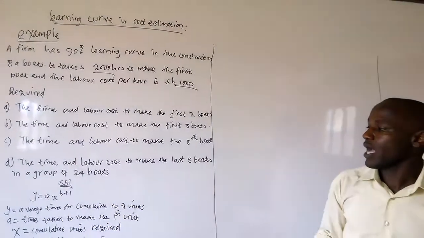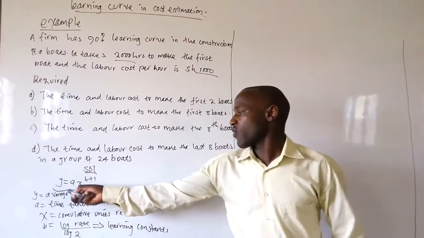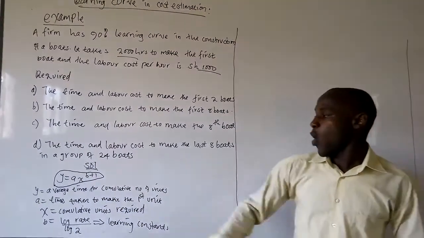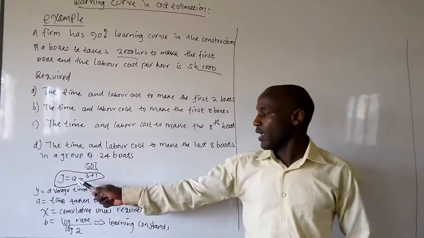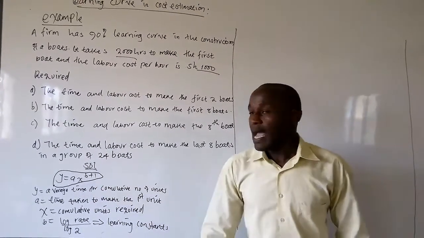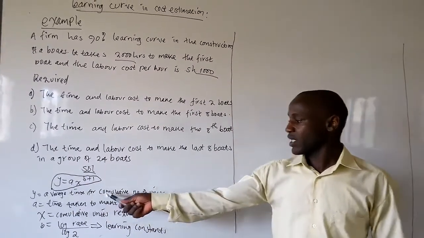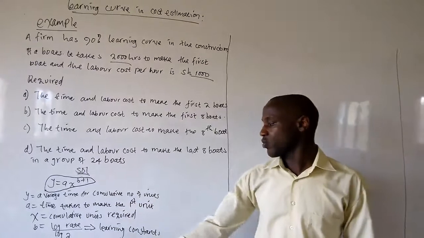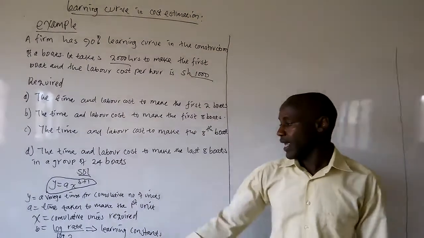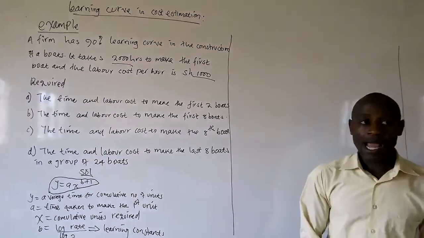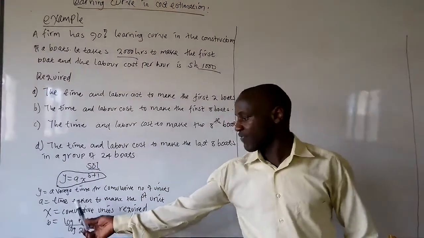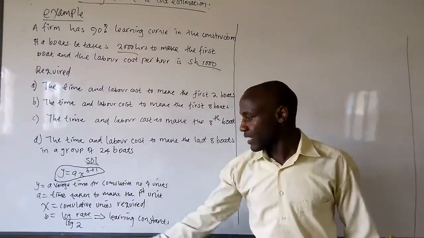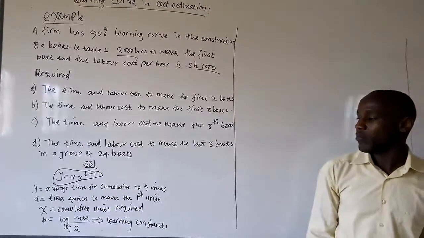When we are getting that, the formula for getting the average time is provided as y equals a x raised to power b plus 1. Here y is the average time taken for the cumulative number of units, a is the time taken to make the first unit, and x is the cumulative units required. And b is given by the logarithm of the rate, that is the learning rate, divided by the logarithm of 2.